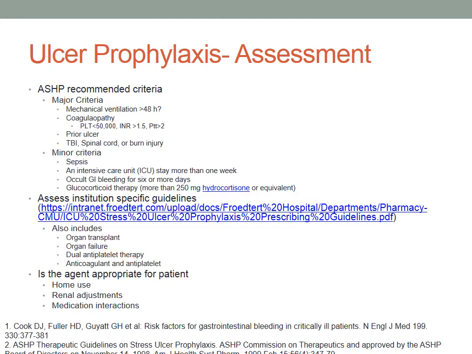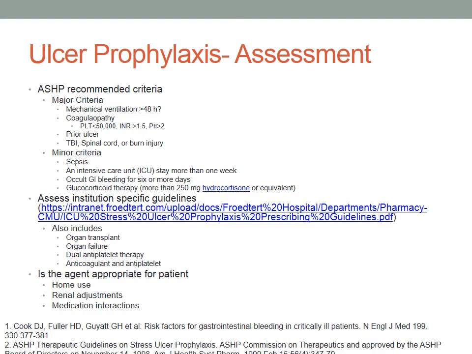The ASHP guidelines for stress ulcer prophylaxis in the critically ill recommend that those with a major criteria receive prophylaxis. Those are mechanically ventilated patients for greater than 48 hours, those with a coagulopathy, patients with a prior history of ulcer or who are being treated for an ulcer at home, and TBI, spinal cord, or burn injury. Patients with minor criteria may be considered but do not necessarily need prophylaxis.